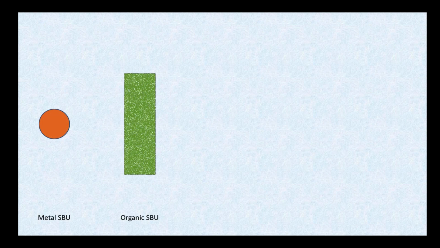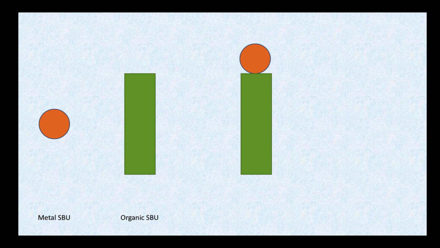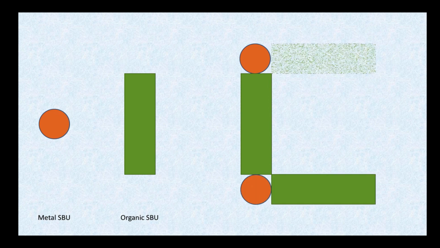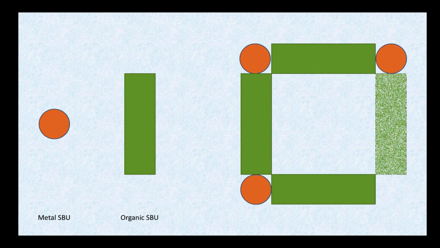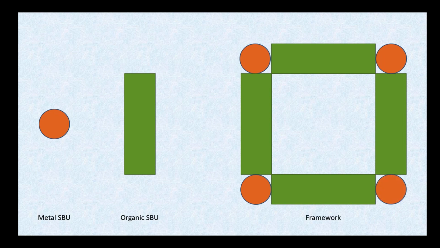A MOF, or metal organic framework, is, as suggested, built from both metallic and organic components, which are referred to as secondary building units, or SBUs. Shown here in cartoon form is the metal SBU and the organic SBU, which is also referred to as a linker. Now they combine to form the framework. This is just one simple combination and it extends out in 3D from here.